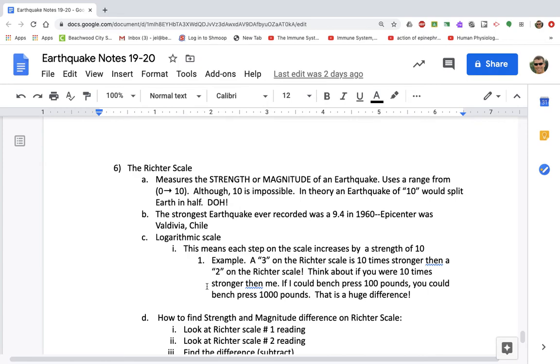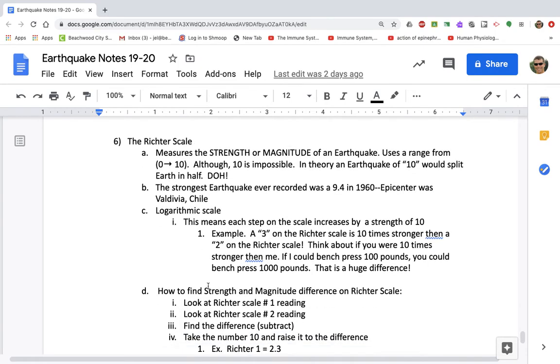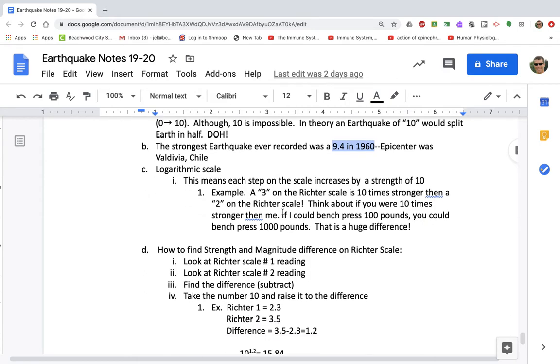Last thing about the Richter scale, we're going to do some more work on the Richter scale next week, and then we'll be done with earthquakes. The Richter scale measures the strength or magnitude of a quake. Remember, it uses a range from 0 to 10, although once again, 10 is theoretically impossible. The strongest quake ever recorded was a 9.4 in 1960. That was Valdivia, Chile, and it caused a massive tsunami.